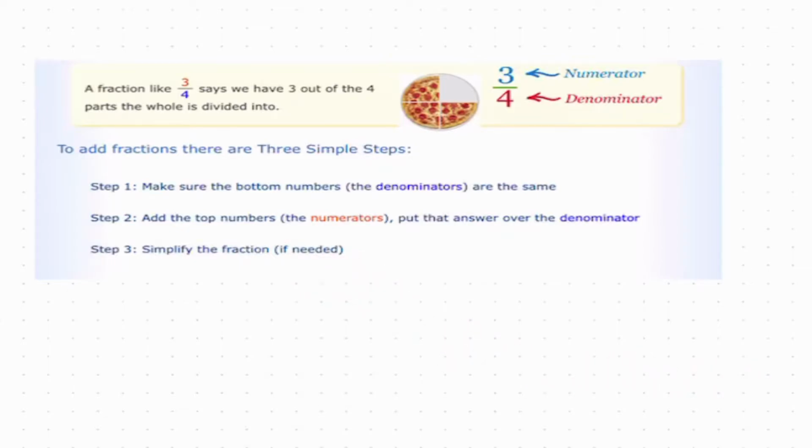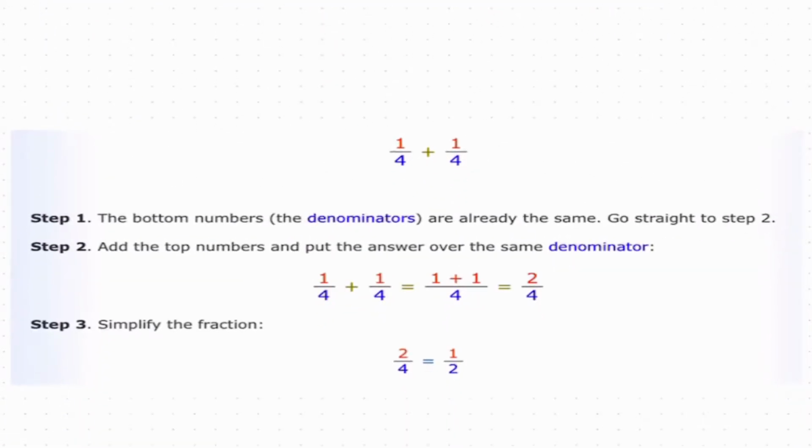Okay, so let's look at an example here. We have 1/4 plus 1/4. Just to go through this, the bottom numbers, which are denominators, are already the same. So we don't have to do anything to the denominators to make them the same number yet. You get lucky if you already have the same denominators. So in this case, it's 4 and 4 because we're doing 1/4 plus 1/4.